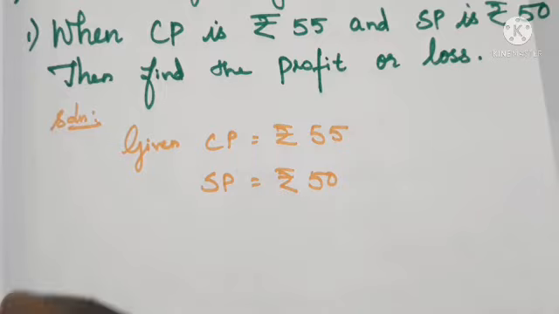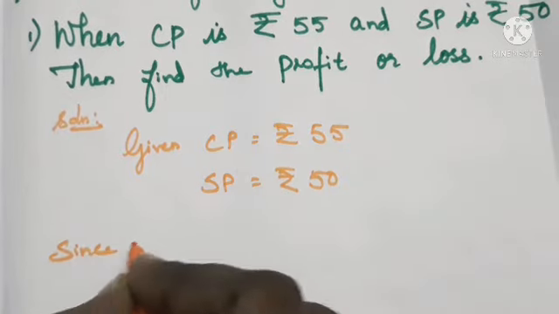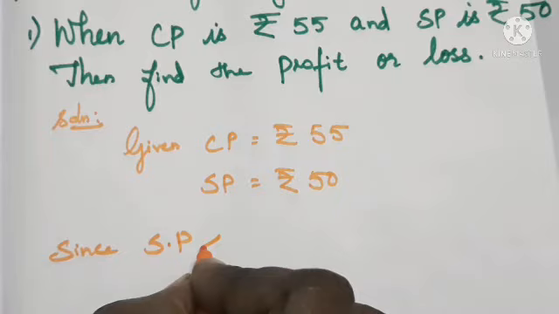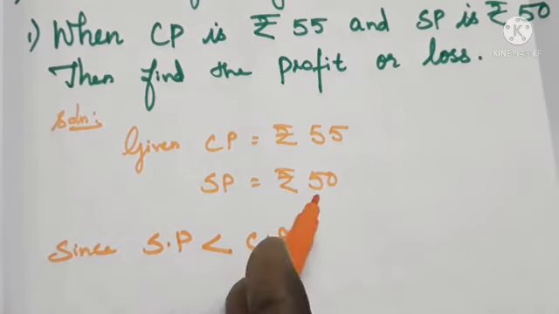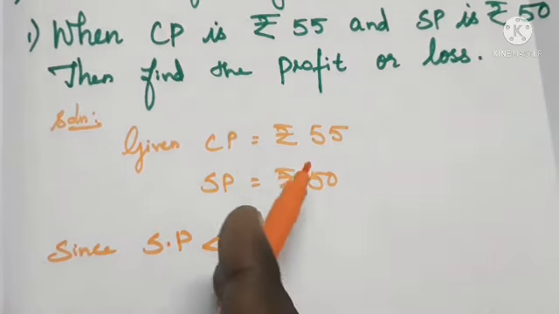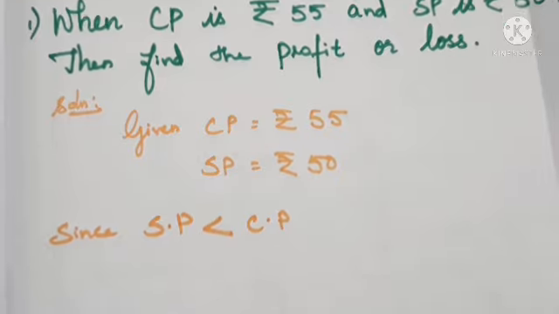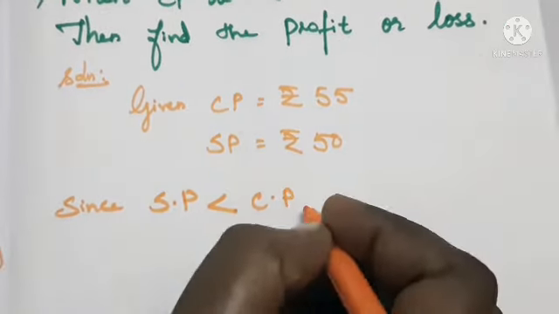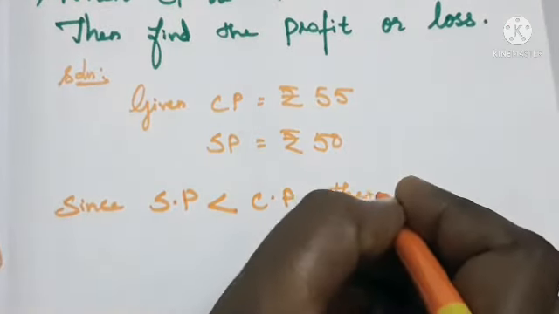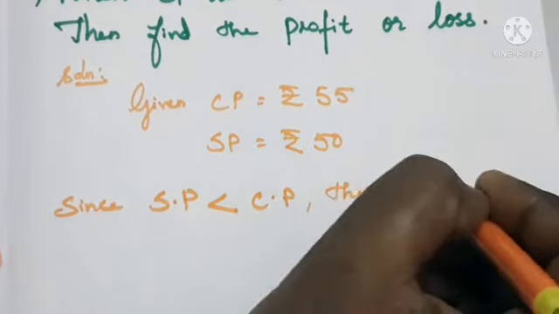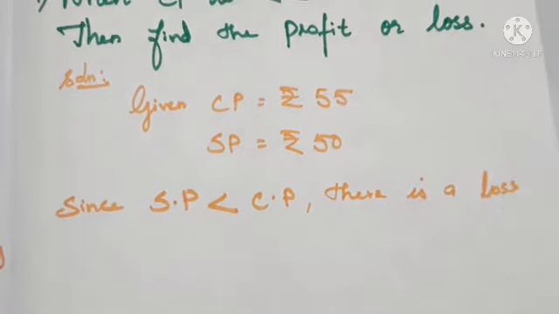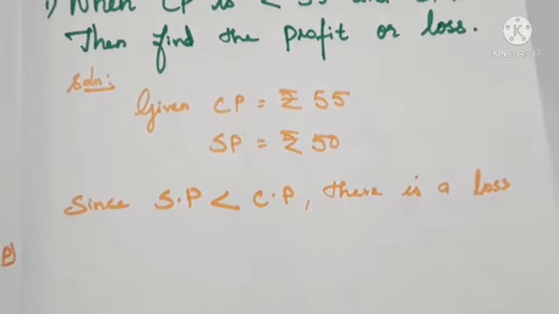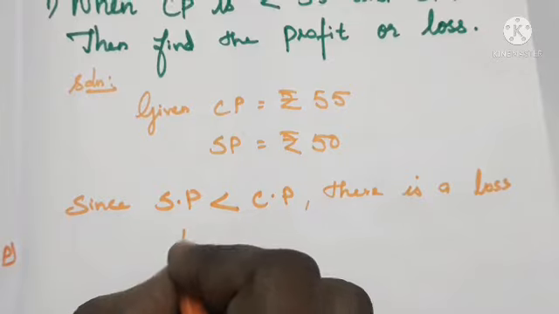So we can write, since SP is less than CP. From the question we understand that the SP, that is rupees 50, is less than rupees 55. So the selling price is less than the cost price, so there is a loss. So we know the formula for loss.